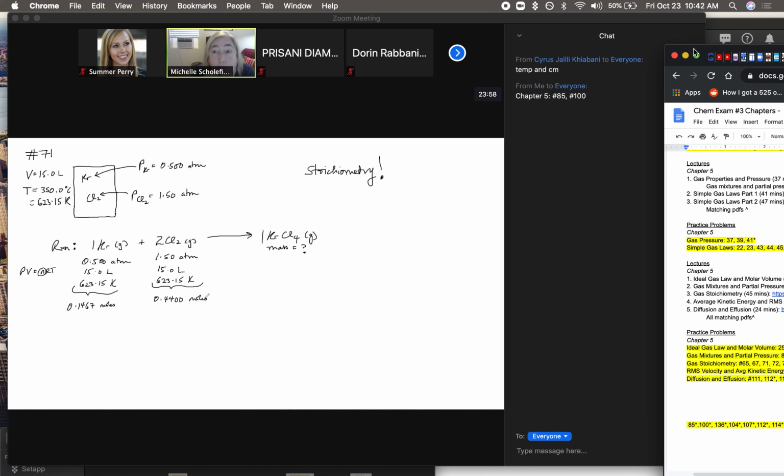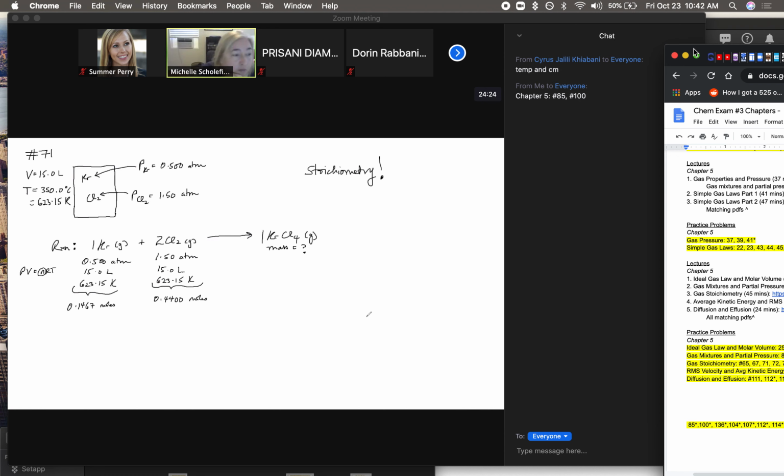Now the goal is to get the mass of the product, krypton tetrachloride. So what do I have to do next in this problem? Find the limiting reactant. This is a limiting reactant problem. If we're going to figure out the mass of the product, we have to decide which of these two reactants is the limiting reactant. So what's the limiting reactant here? Work it out right now.